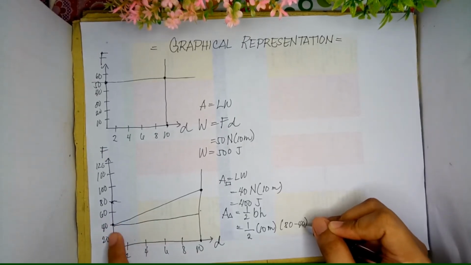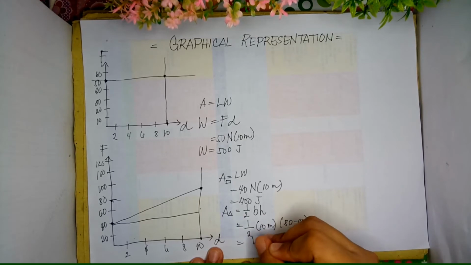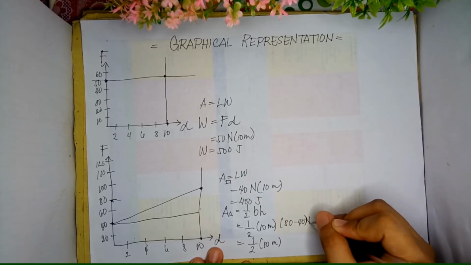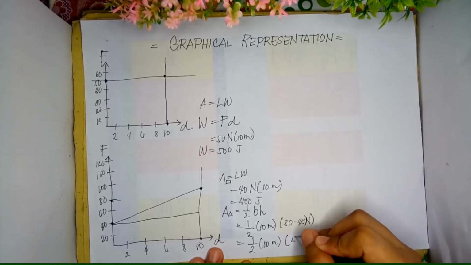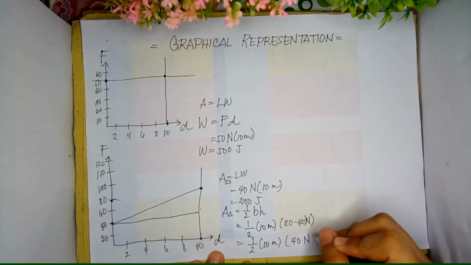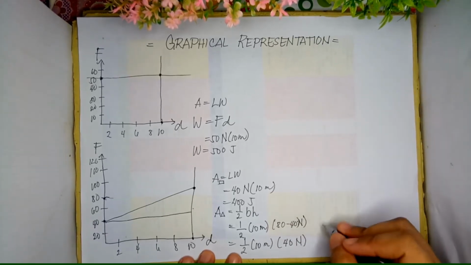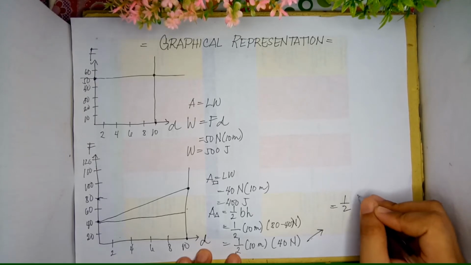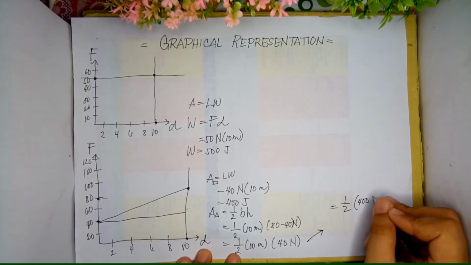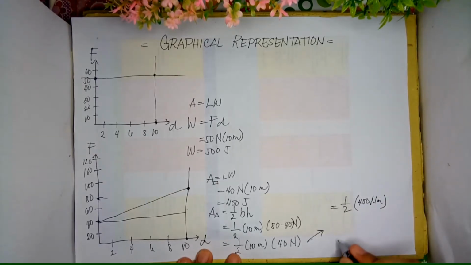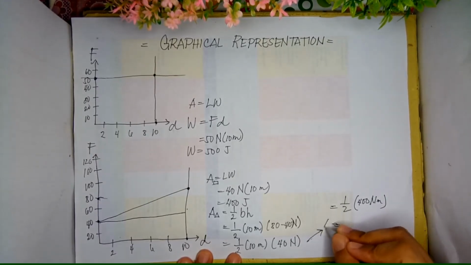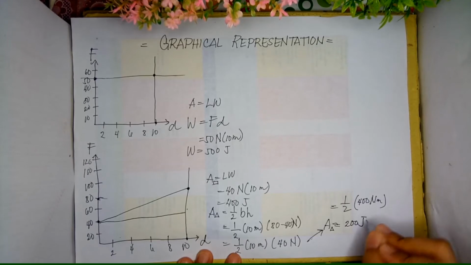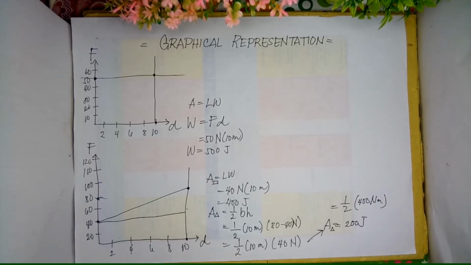Kasi yun na lang naman yung height na kailangan natin. Hindi na natin kailangan itong 40. So, magiging yan ay 1/2 times 10 meters, newton. Bigyan natin unit. Times 40 newtons. Okay? So, we will get 1/2 times 400 newton meter. Okay? So, divide natin. So, ang area natin ng triangle is 200 joules. Okay? So, hindi pa yan yung final natin na work.